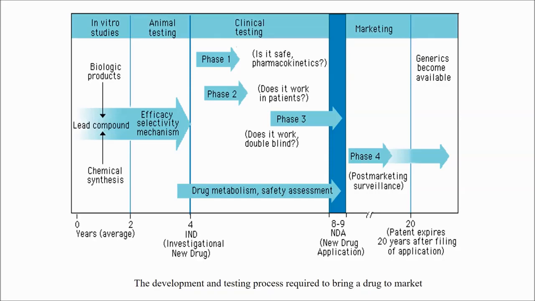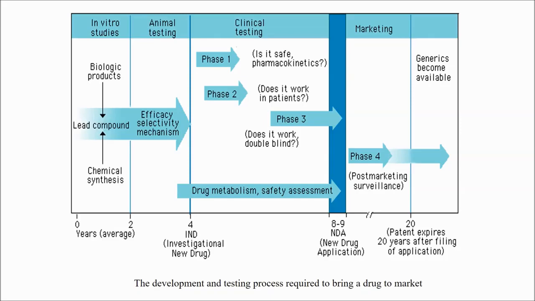So we start with in vitro studies, biological products and chemical synthesis to identify the lead compound. After this takes about 2 years, then we move forward for animal testing to detect the efficacy and selective mechanisms. After results obtained from the animal testing, this applies to the drug approval process in the USA. So investigational new drug is applied. And then human studies start, clinical trials.